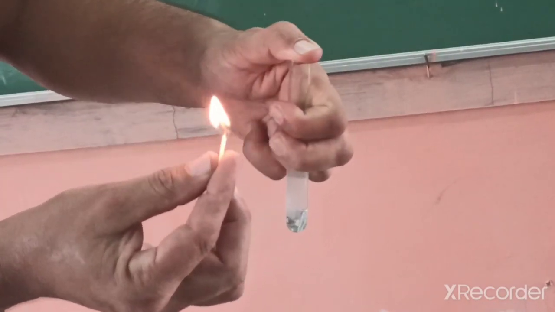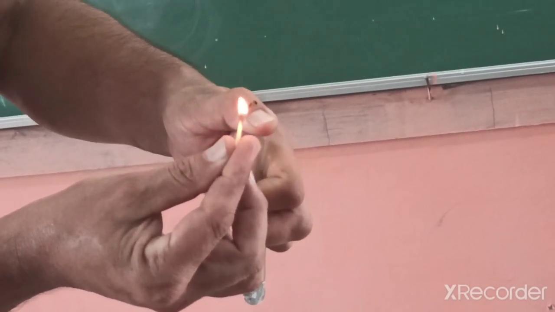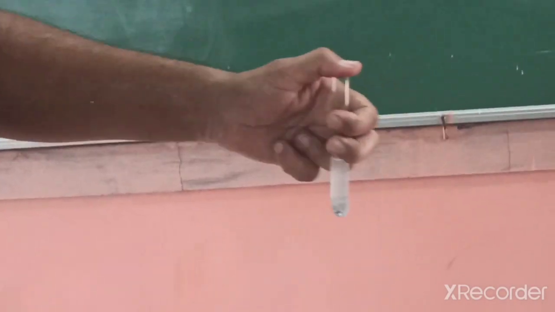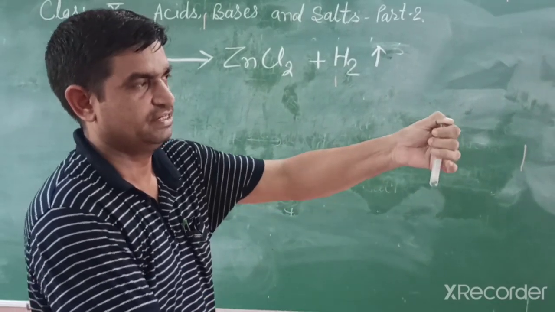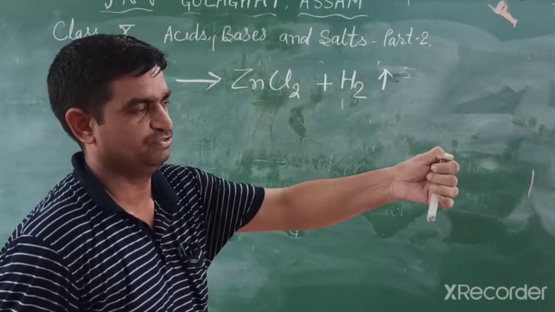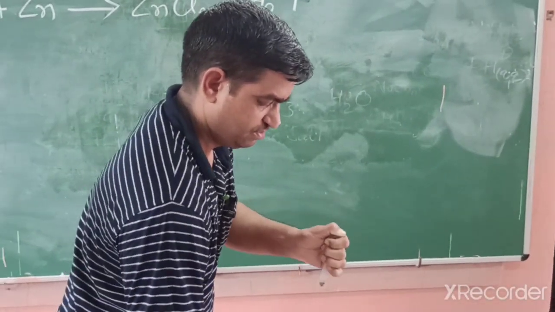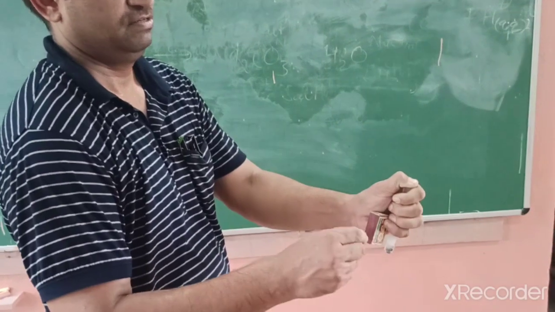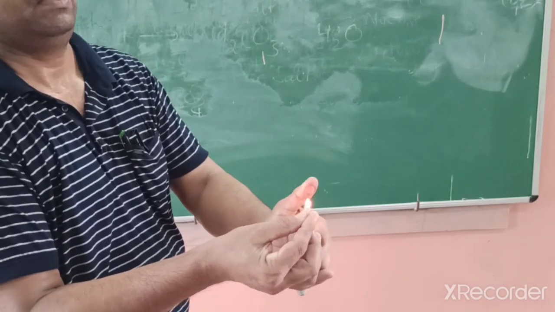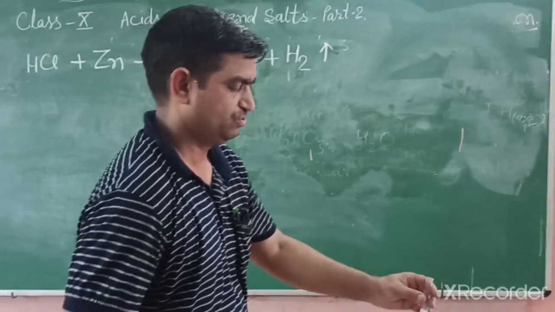Because pressure is not created. When pressure is created, then it burns with a pop sound. And from the zinc metal, gas is released. That gas is hydrogen gas. But how can we confirm this is hydrogen gas? When it burns with a matchstick, it burns with a pop sound. So this sound indicates the released gas is hydrogen gas.